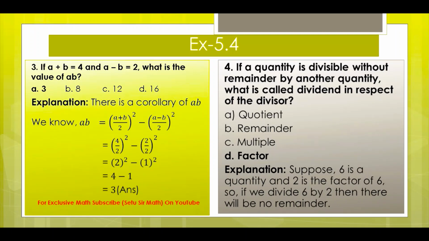Suppose 6 is a quantity and 2 is a factor of 6. So if we divide 6 by 2, then there will be no remainder. So in this math, as you can see, 2 is the factor and there will be no remainder. So we can say factor in respect of the divisor.